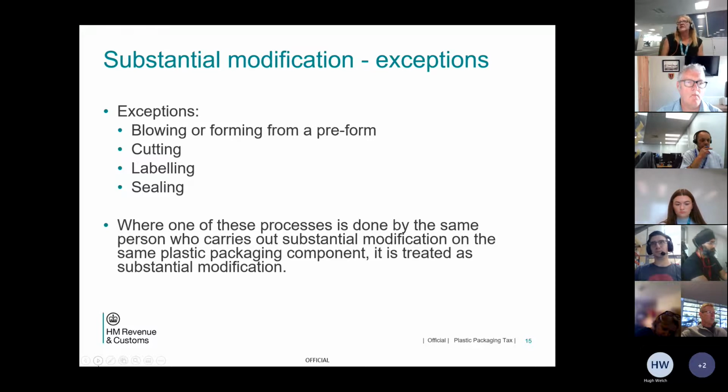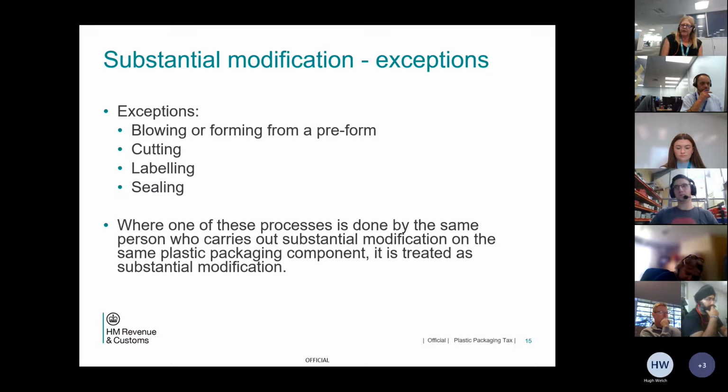Again, exceptions are things like cutting and labelling. So cutting a big roll of film into a small roll of film, it's still the same film. So we treat the packaging component as being finished when it's a roll of film and not when somebody cuts it. If you do extrude a roll of film and then you cut it at the same time, that can be counted as a last substantial modification. I don't want to overcomplicate it, but it does mean that you've got that bit of leeway. But we wouldn't suggest that you extrude a roll of film in April and then you don't cut it until September. We would consider April as the point because it's not really being done at the same time.